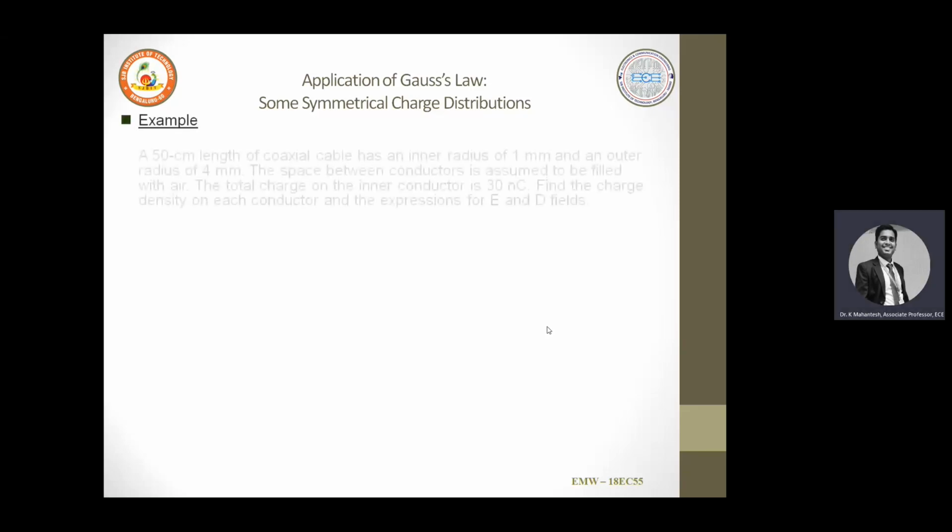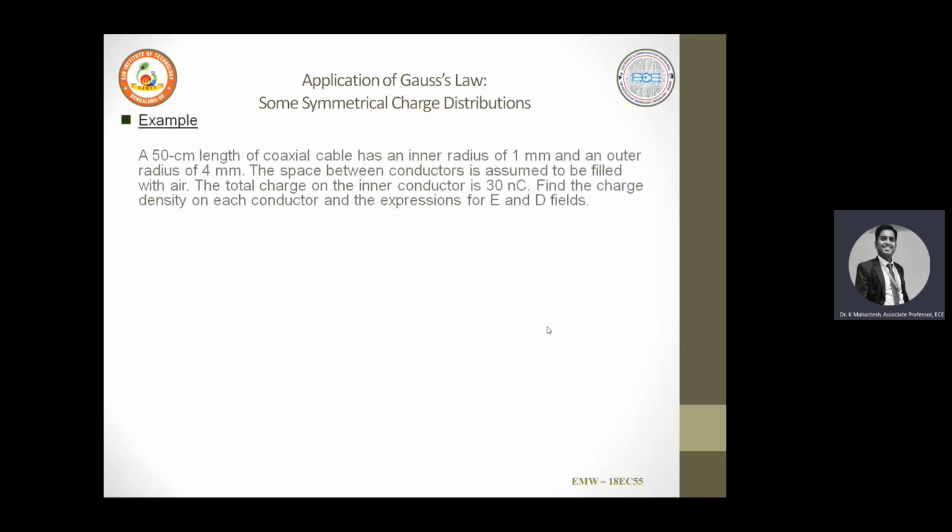A 50 centimeter length of coaxial cable has an inner radius of 1 millimeter and an outer radius of 4 millimeter. The space between conductors is assumed to be filled with air. Now the total charge on the inner conductor is given as 30 nanocoulomb. We need to find the charge density on each conductor and the expressions for electric field intensity and flux density.